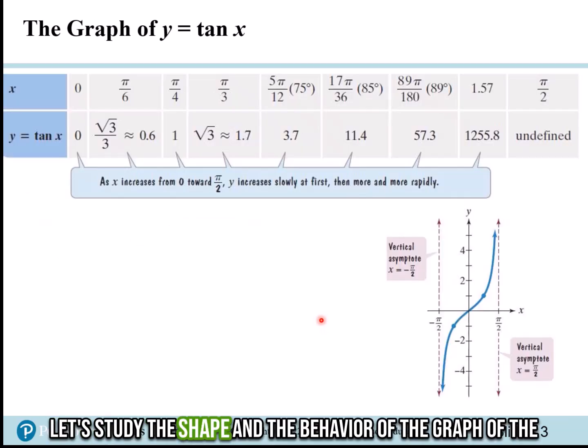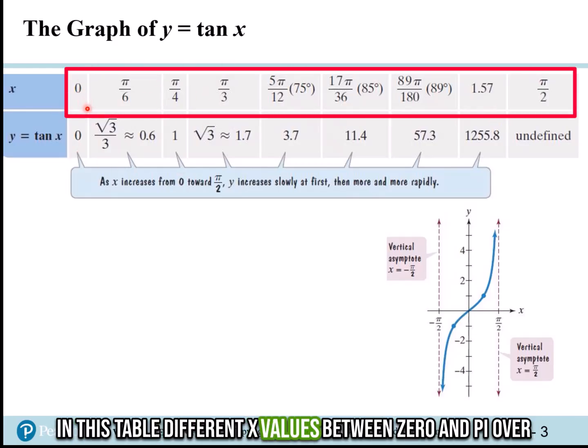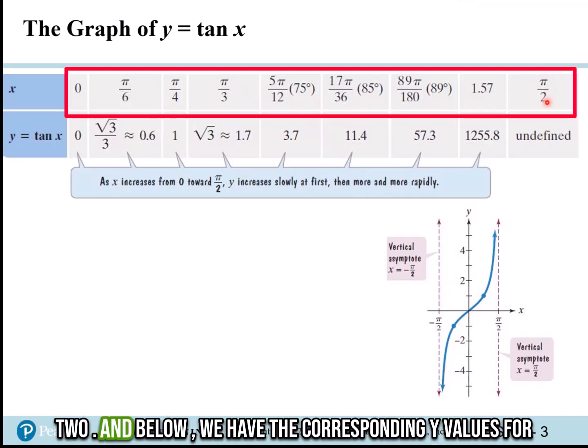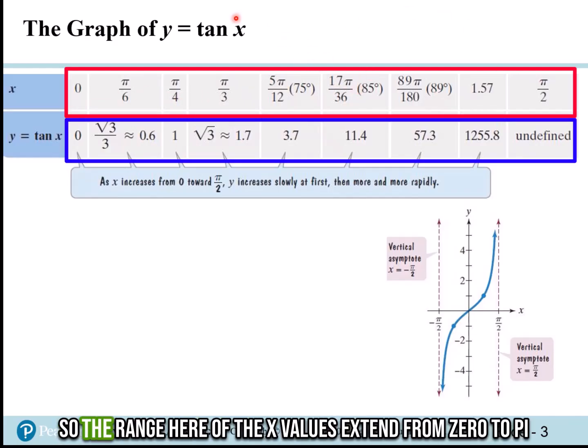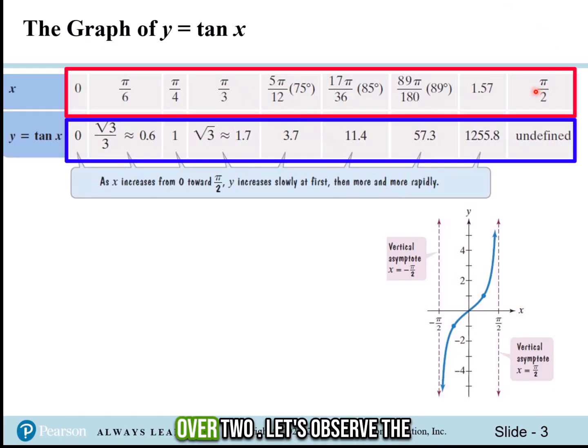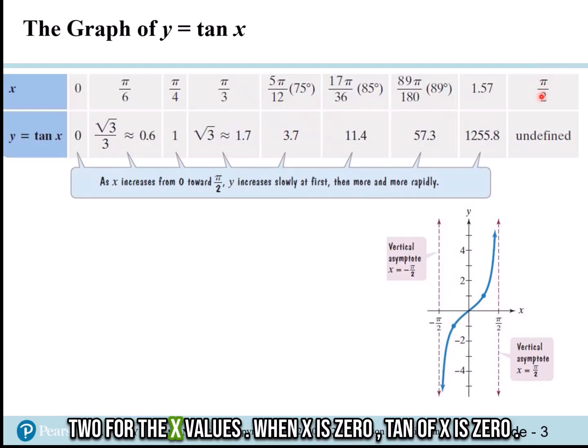Let's study the shape and the behavior of the graph of the tangent function y equals tan x. We have here listed in this table different x values between 0 and pi over 2, and below we have the corresponding y values for each of the x values above, given in radians. So the range here of the x values extends from 0 to pi over 2. Let's observe the progress of the y values as we move from 0 to pi over 2 for the x values. When x is 0, tan of x is 0.